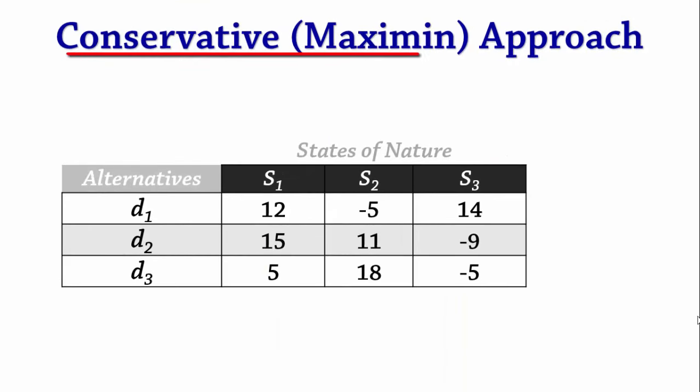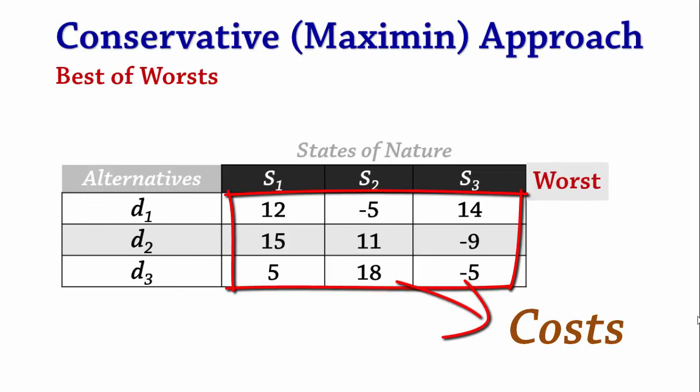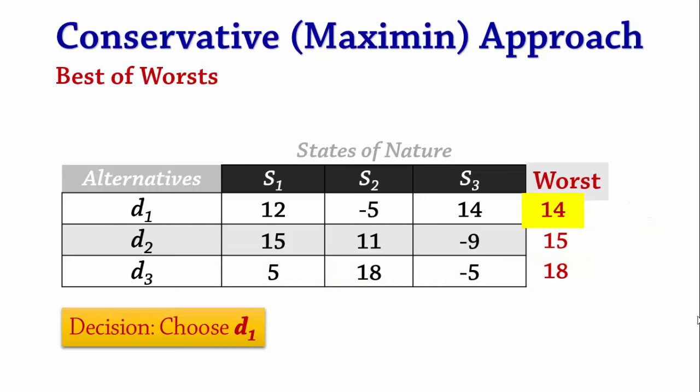The conservative or Maximin approach. Using this approach, we choose the alternative that has the best of the worst payoffs. We first choose the worst payoff in each decision alternative and then choose the best of them. Since these are costs, for D1, the worst is 14. For D2, the worst is 15. For D3, the worst is 18. The best of these worst payoffs is 14. Therefore, the conservative decision is to choose D1.